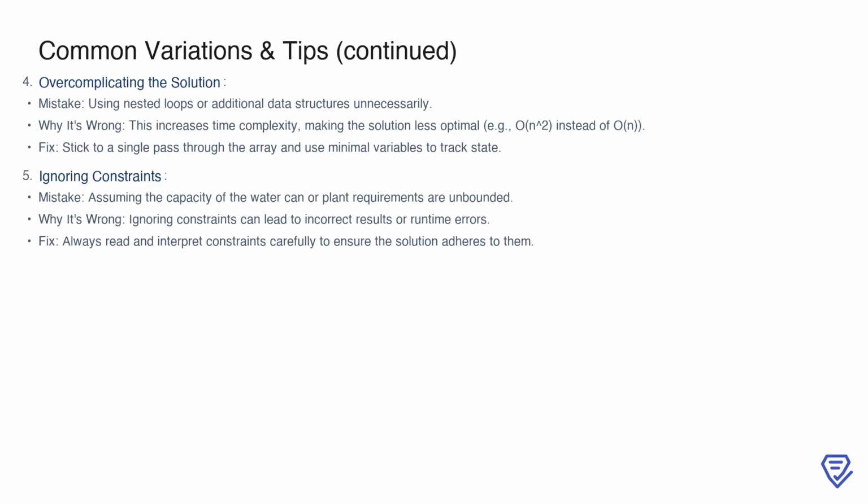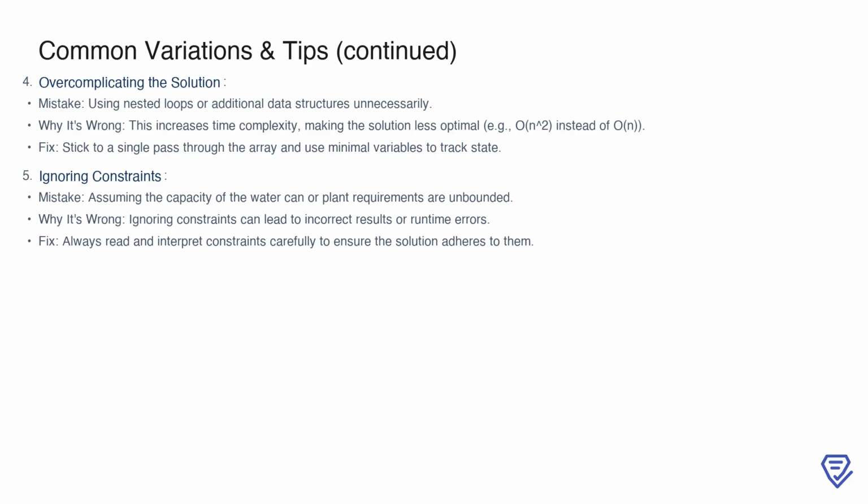Another mistake to avoid is overcomplicating your solution. Some approaches use nested loops or additional data structures, which can increase time complexity significantly. For example, what should be an O(n) solution might end up as O(n²) instead. The best way to tackle this is by sticking to a single pass through the array and using minimal variables to track your state.